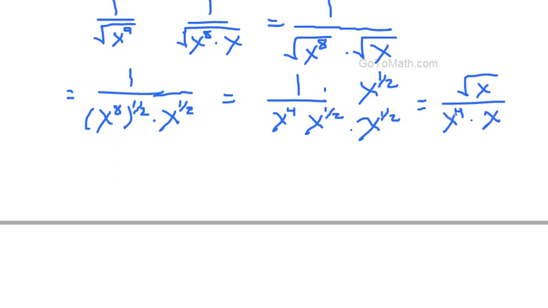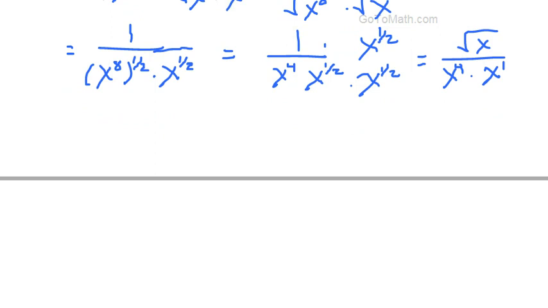But we have x to the 4th times x to the 1st, and what do we do here? We add exponents, and so we're going to be left with the square root of x over x to the 5th power. All right. Okay, let's look at another one.